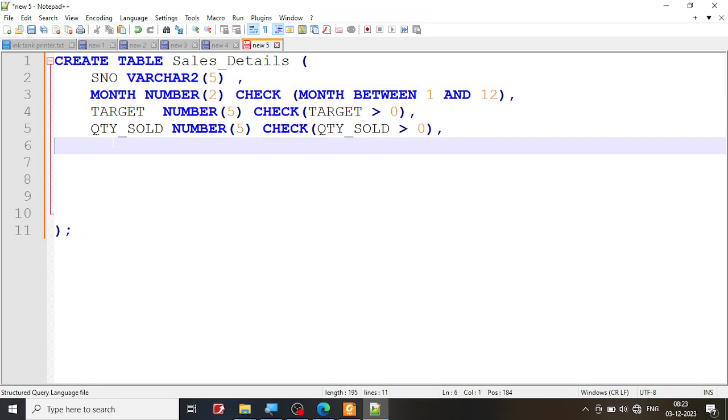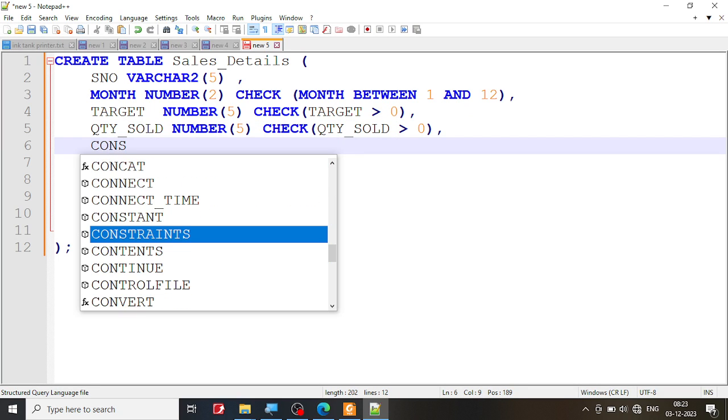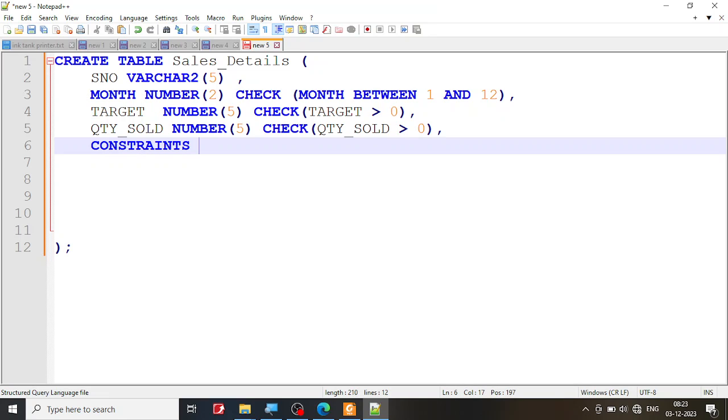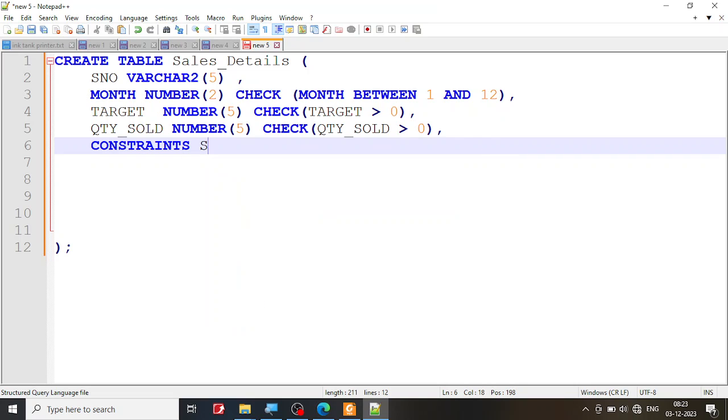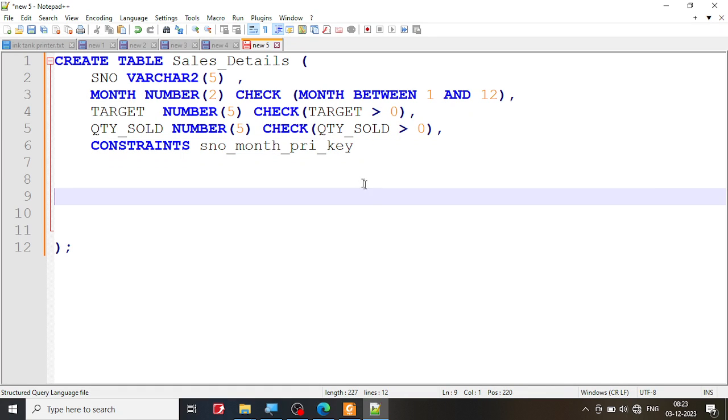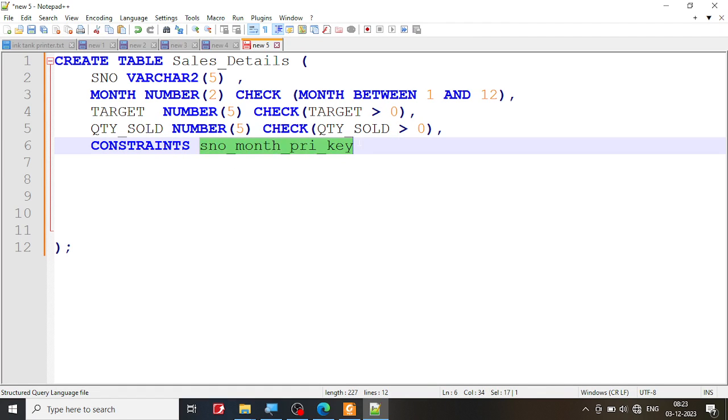How do I do that? For that, I have to put a constraint on the table. So I'm going to say constraint, and you can give any name to the constraint. Generally, we take the fields, like serial number is one field and month is the second field, and I'm going to say this is a primary key. So serial number, month, primary key. I've given a name that actually says what it is, so when somebody reads that constraint, they'll get it.